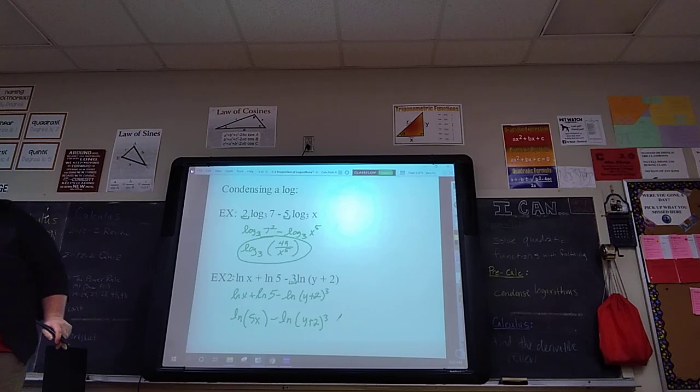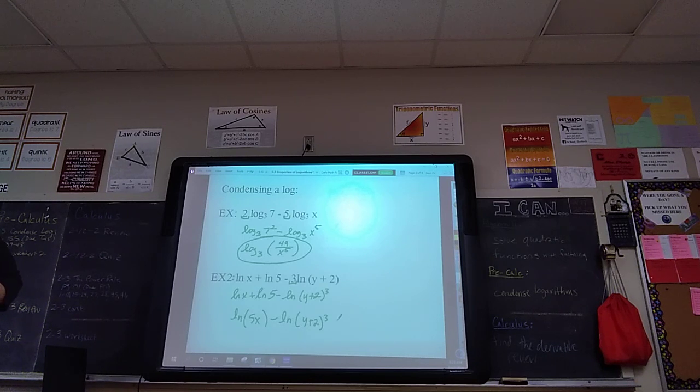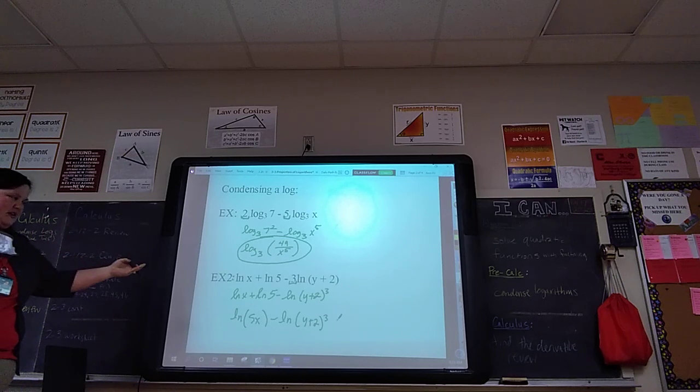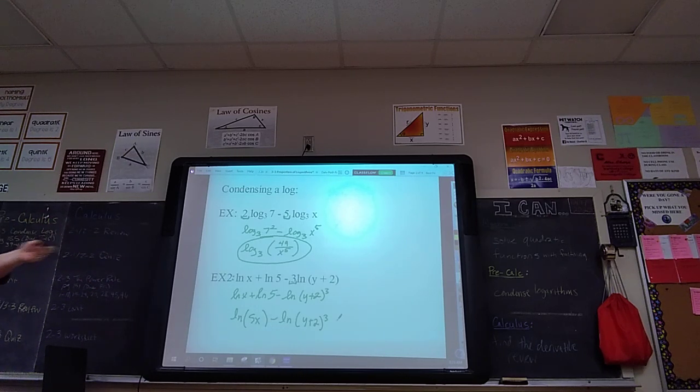Questions on the first convention, or second part, I guess? So we just multiplied the x and 5. And if you can actually multiply them together like we did on my little mini example with 4 times 10, make it 40. And this one we don't know what x is, we just have to leave it at 5x. So now we're going to condense one more time, because again, we've taken it from 3 logarithms to 2, and now we want to take it from 2 to 1. So our ultimate final answer should just have one ln.